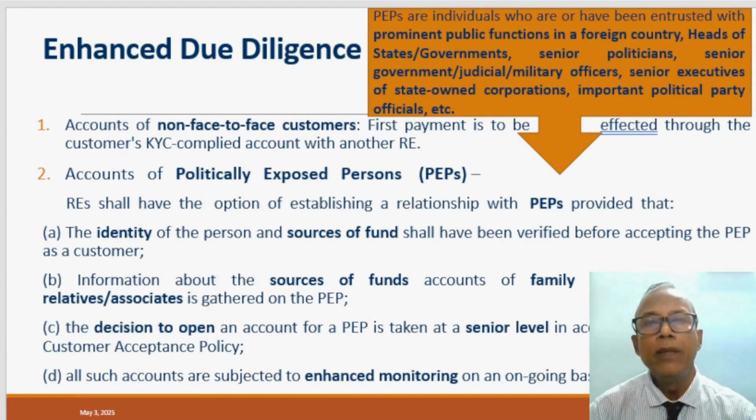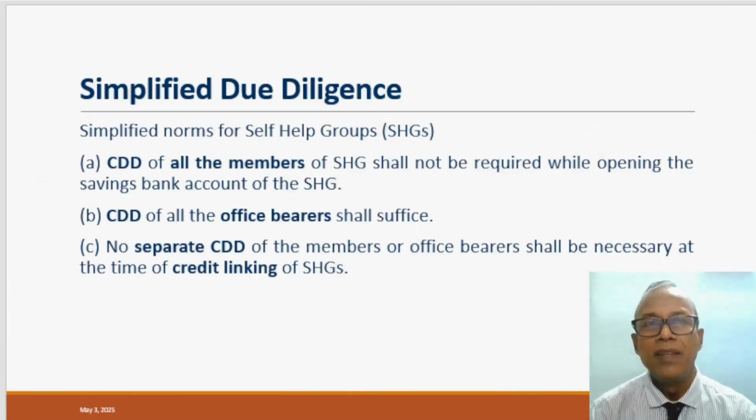Now here let me clarify that politically exposed persons, PEPs, means prominent public functionaries in a foreign country, heads of state, governments, senior politicians, senior government, judiciary or military officials, senior executives of state-owned corporations, important political party leaders, etc.